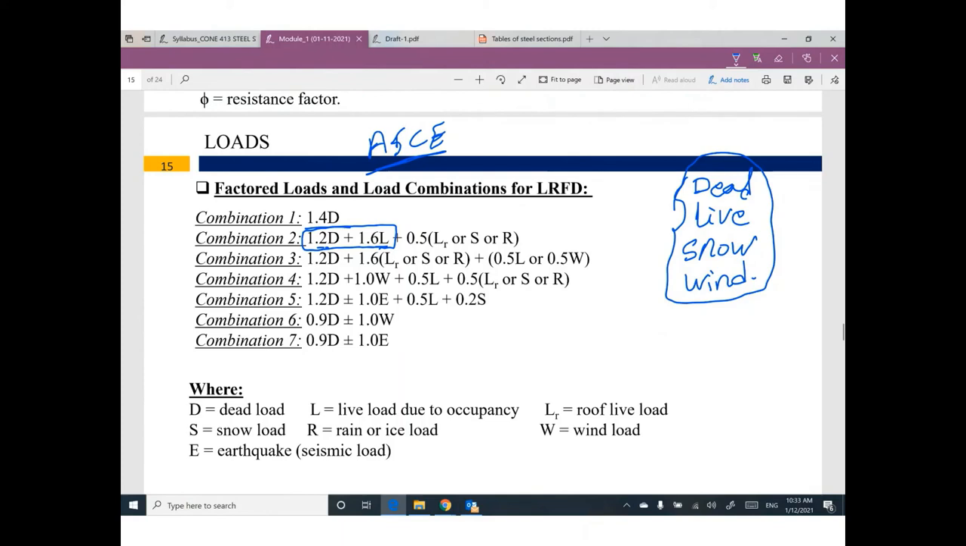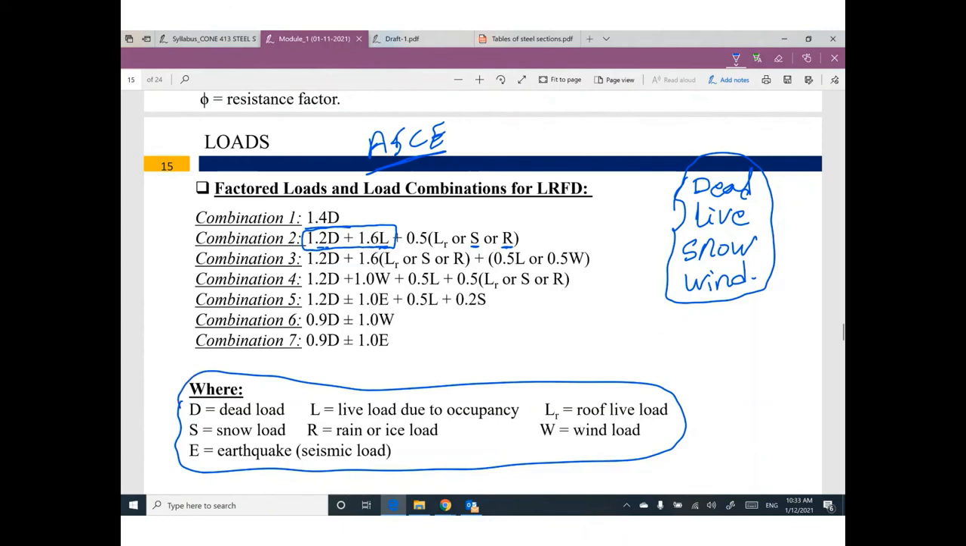And keep in mind what is the meaning of S, R, LR, L, and D. Here is the definition for these values. D, dead load; S, snow load; E, earthquake; L, live load; R, rain or ice load; and W, wind load. Just to be more specific, I will focus on wind load, snow load, dead load, and live load. We will learn how to calculate the wind, the snow, the dead, and the live load.